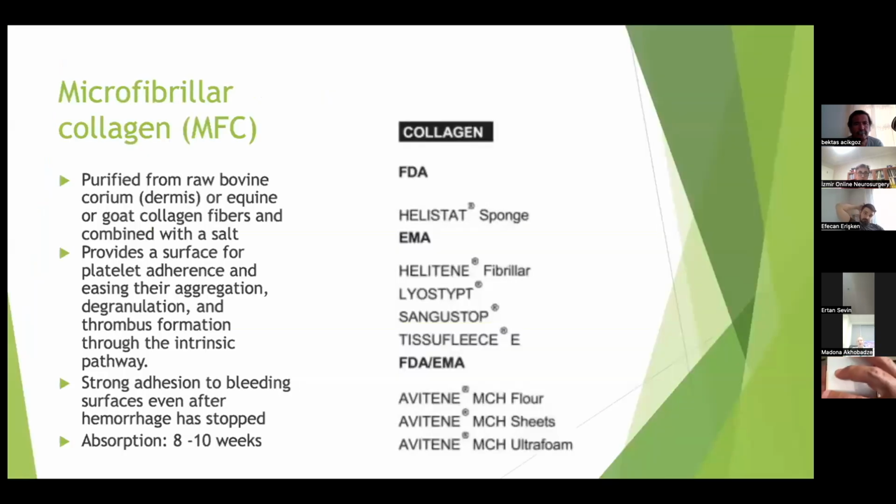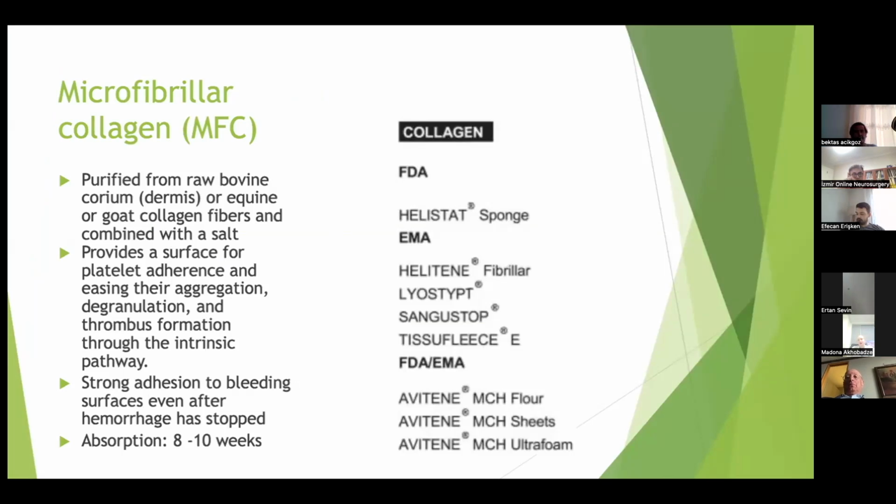Next comes the microfibrillar collagen. A few of these are mentioned here. One of them is Avitene, and another one is Lyostypt. So it is actually obtained from the dermis of cow. Basically, it is raw bovine corium or dermis, or equine or goat collagen fibers combined with a salt.